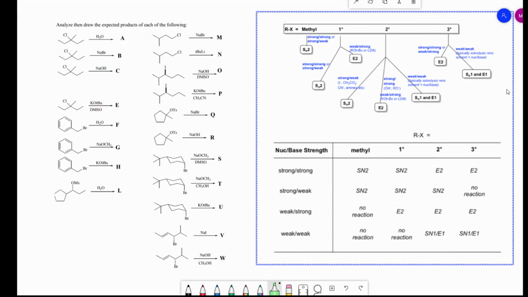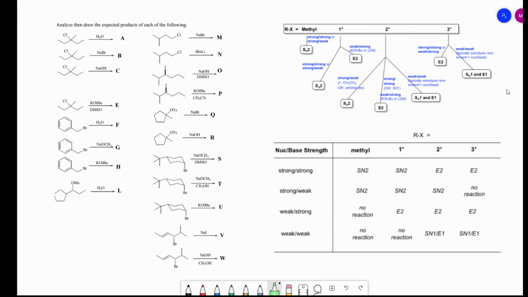To predict the products of these reactions, I brought in this diagram from our lesson to show you how to use it most effectively. And you can also add to it, whatever you need. The primary thing you need to be able to do is to determine what is the order of your alkyl halide, or what is the order of the carbon that attaches to the heteroatom.